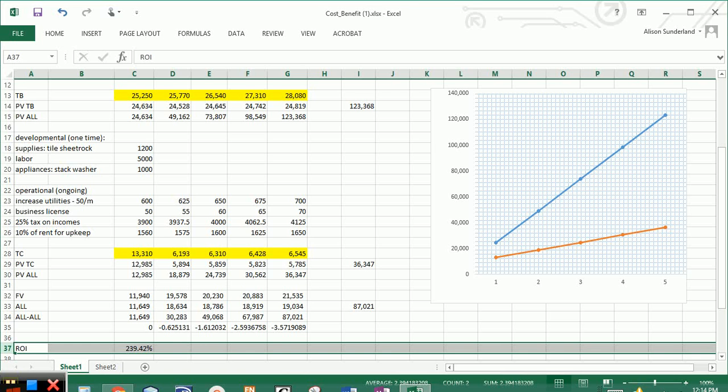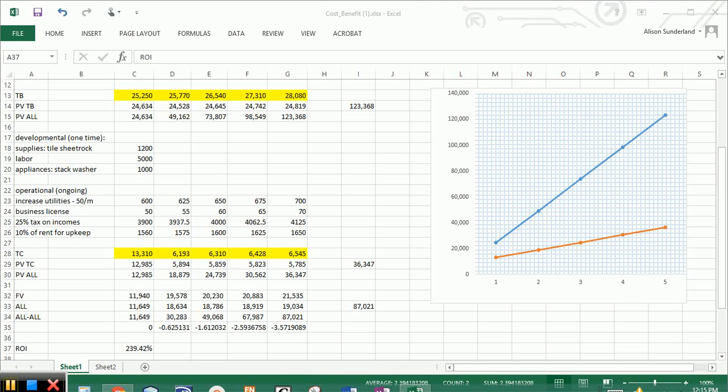I want you to notice that in my total benefits, I see a number of $25,250. And my total cost is $13,310. That means that it costs me $13,000 to make $25,000. That is a very good return on my investment. That number gets even better as I project this out over 5 years, because by 5 years, I'm spending $6,000 to make $28,000.